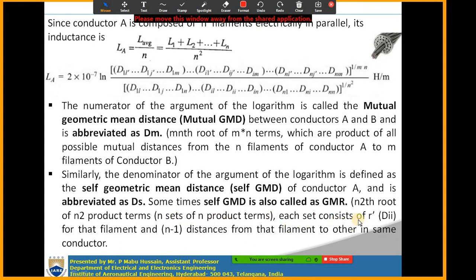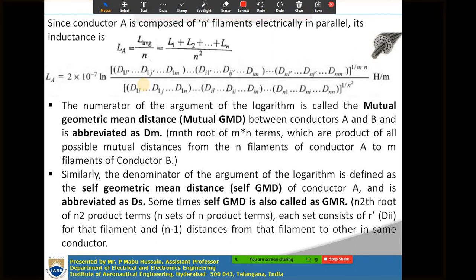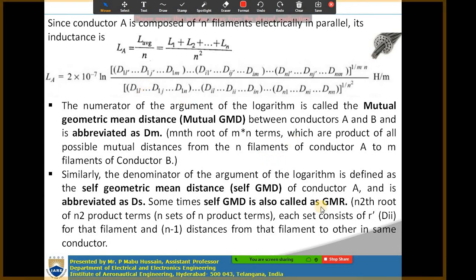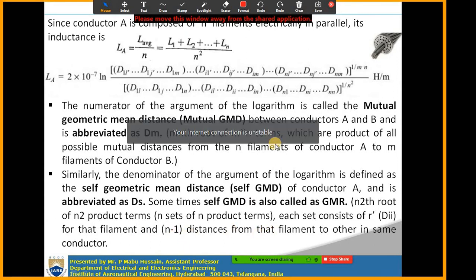So, each set will consist of r dash, right. If you take the first filament, you will have the self distance d11. If you take the second filament, you will have d22. If you take the third one, d33. So, the self distances we may call the geometric mean radius or r dash, right. So, each set will have r dash and the n minus 1 distances from other filaments. Okay. Other filaments, that too in the same conductor.